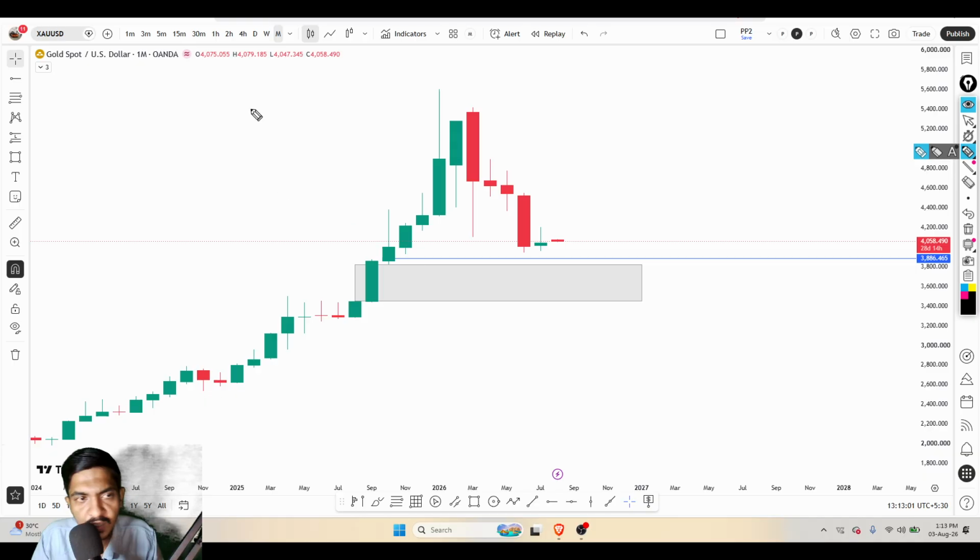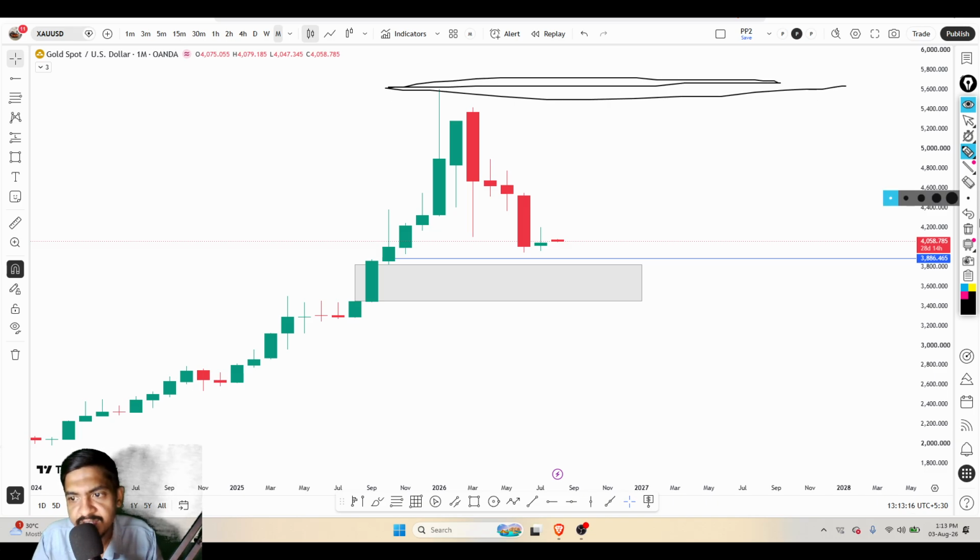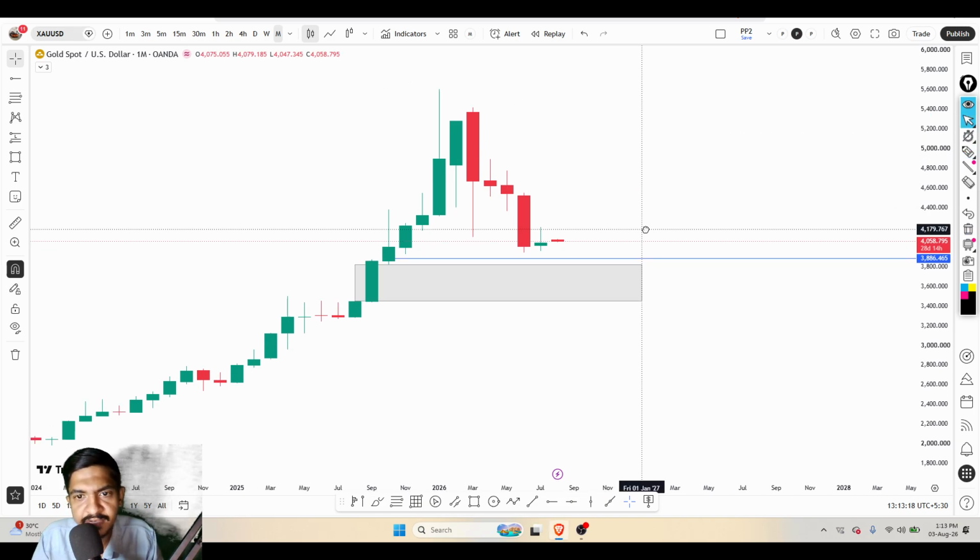So what's going to happen? Market will be coming down, taking the daily liquidity and tapping into the monthly FVG as well, and then the market can continue a new uptrend, targeting the all-time high, which is 5602. All right, traders, you understood.